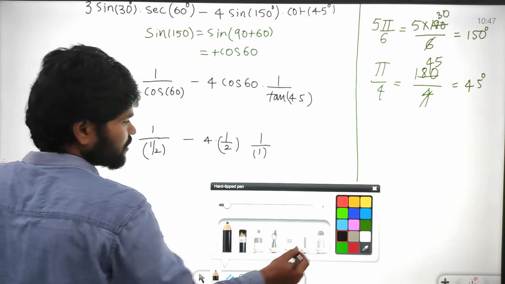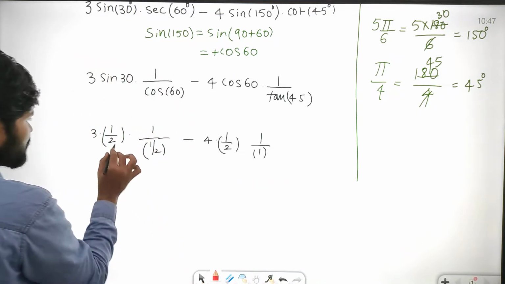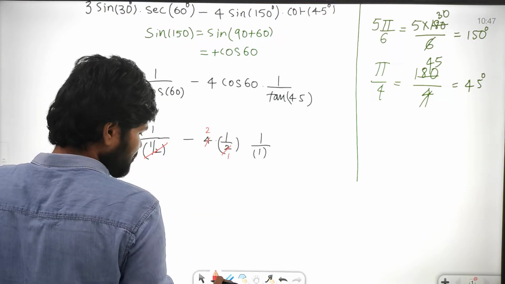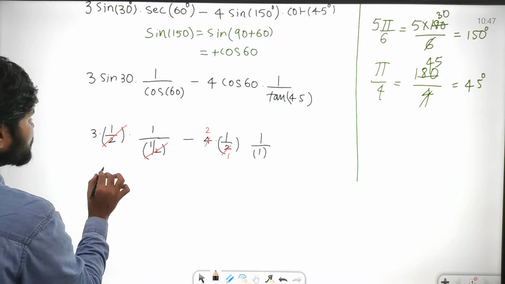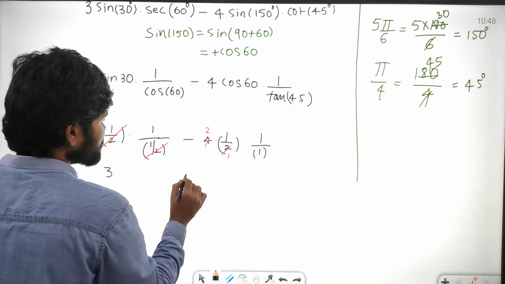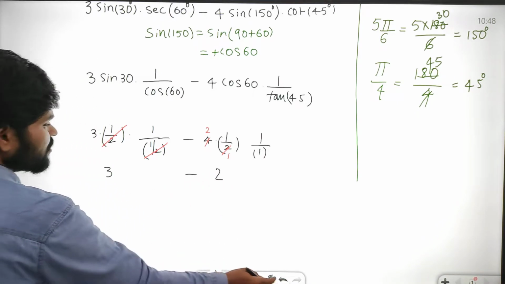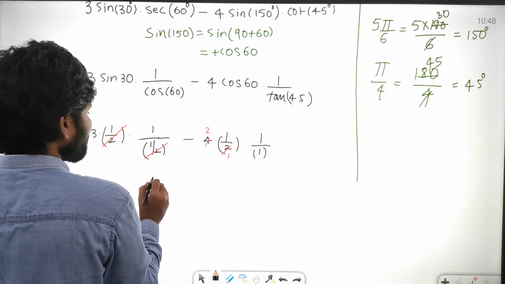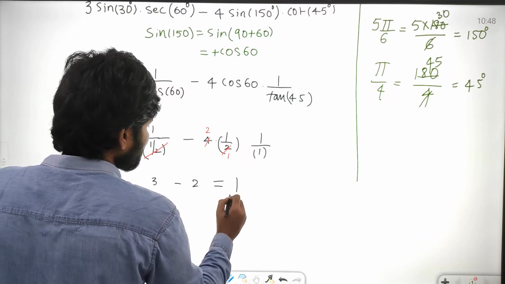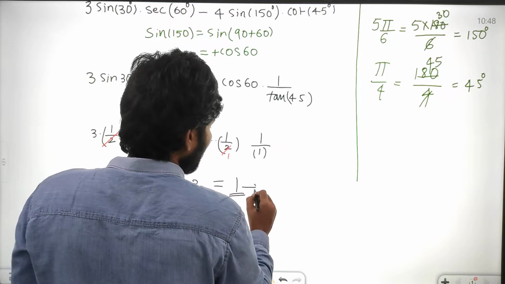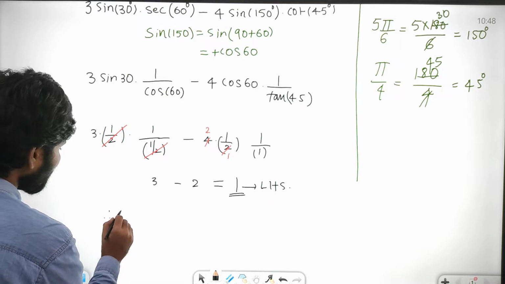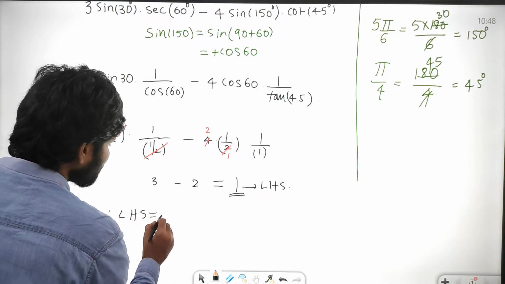Now we have to do the cancellation. This 1 by 2 and this 1 by 2 will cancel. Let's get the value: this is 3 and this is minus 2. Finally we get the answer 1. So this is LHS, right? What is RHS? 1. Therefore LHS equals RHS.